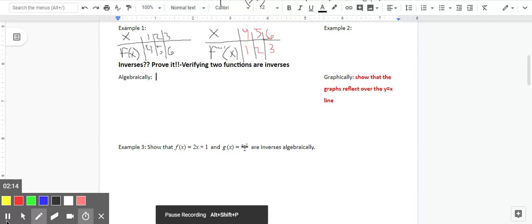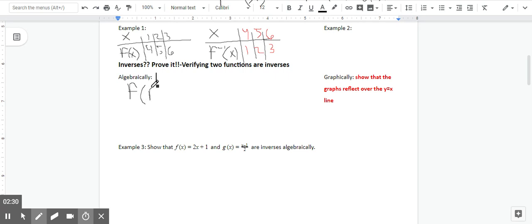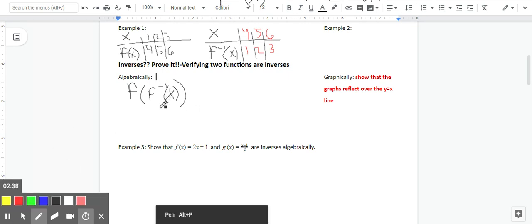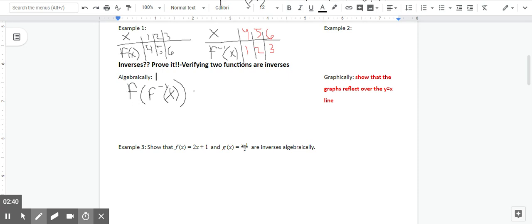So how do we verify that two functions are inverses? To verify something, we want to prove it. We want to show that it is true, that these two functions are in fact inverses. To do that, we need to use the composition of functions, which we learned in the last chapter. So we want to show that f of f inverse of x, so that means plugging f inverse into the f function, equals x. We also want to show that f inverse, whatever that might be, of f of x equals x.